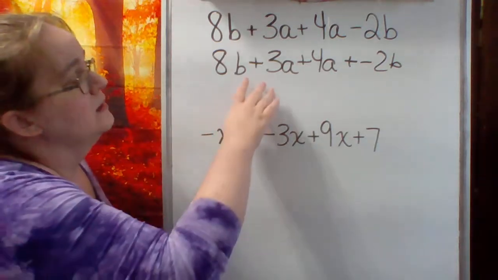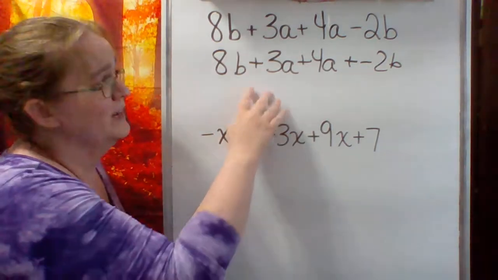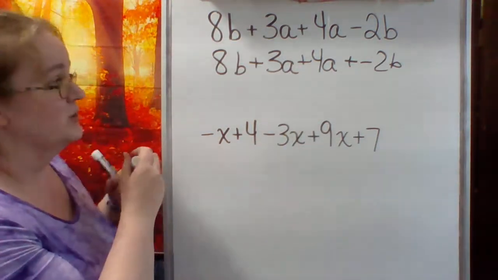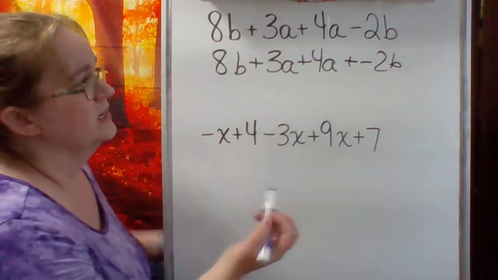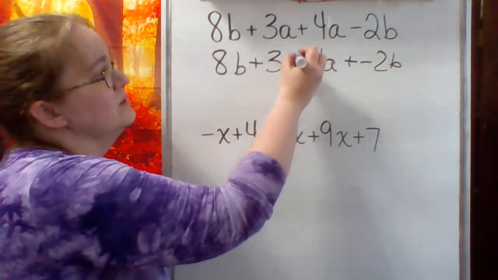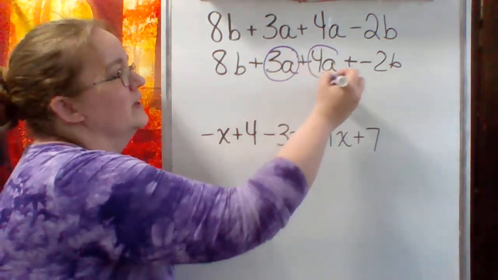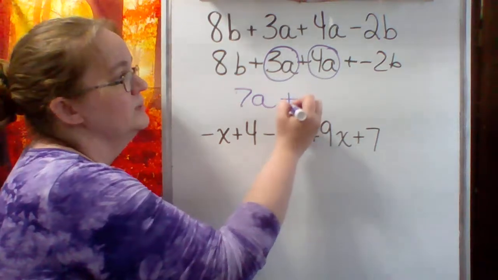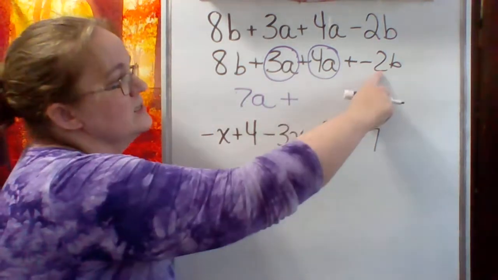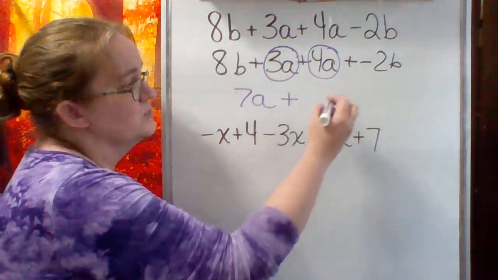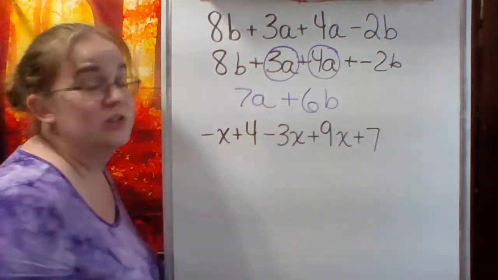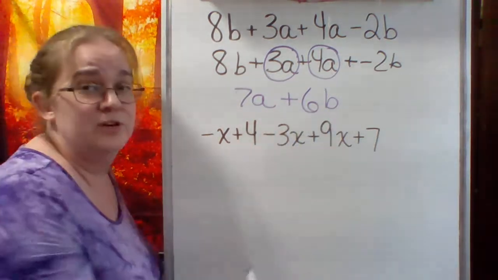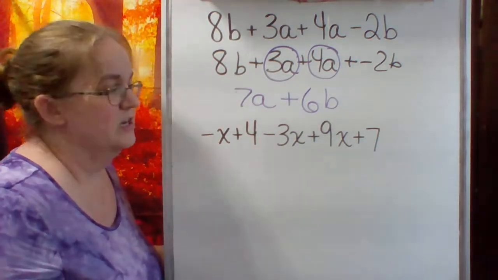Okay. Now, think of fruit. Bananas, apples. They're two different things. I can't put them together. Okay. So I can only put apples with apples and bananas with bananas. So I've got 3 apples and 4 apples. So 3 plus 4 is 7 apples. Plus I have 8 bananas, and then minus 2 bananas would give me 6 bananas. And so that would be fully combined. Okay, you can't add these together because the variable's different. We don't know what A and B are, and so we can't combine them together.